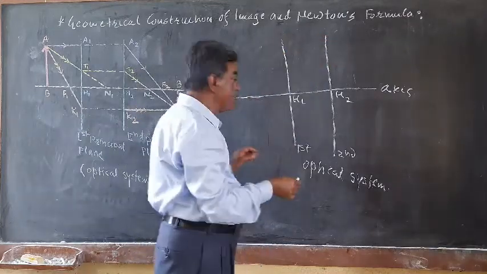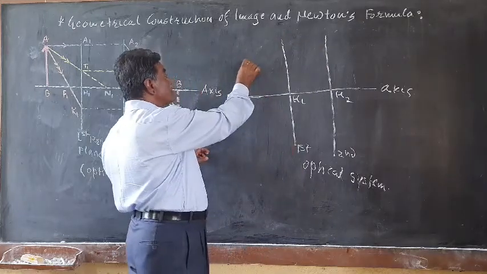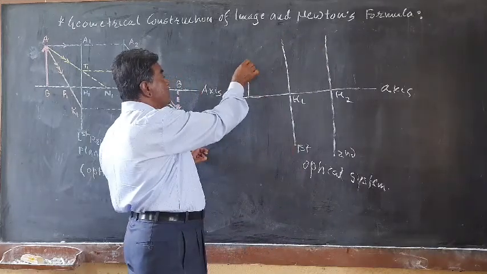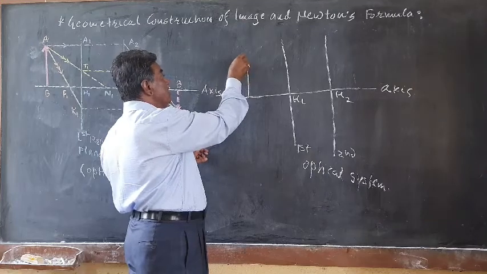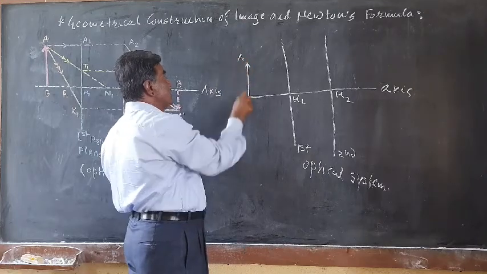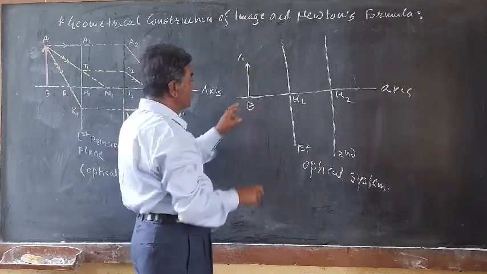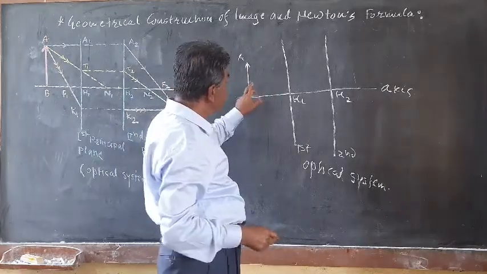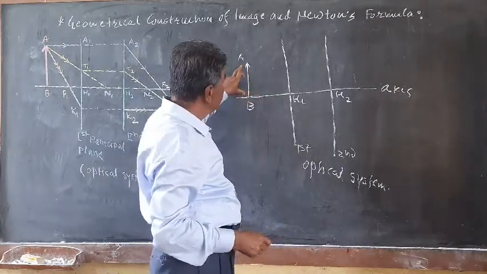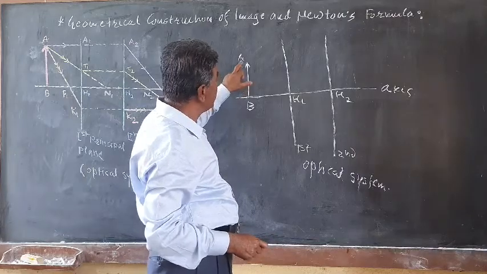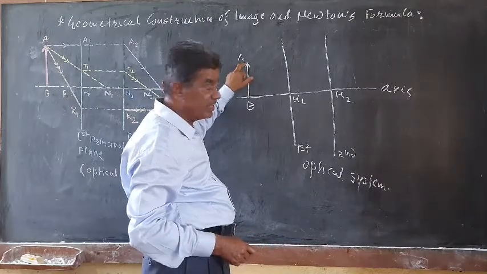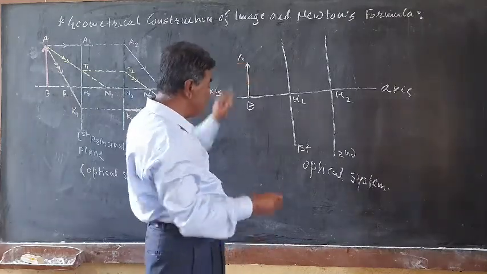Suppose EB is any object. EB is nothing but an object placed on the axis. Now, to construct the image of this object EB, we will first consider the point A here. Now we have to draw three rays.